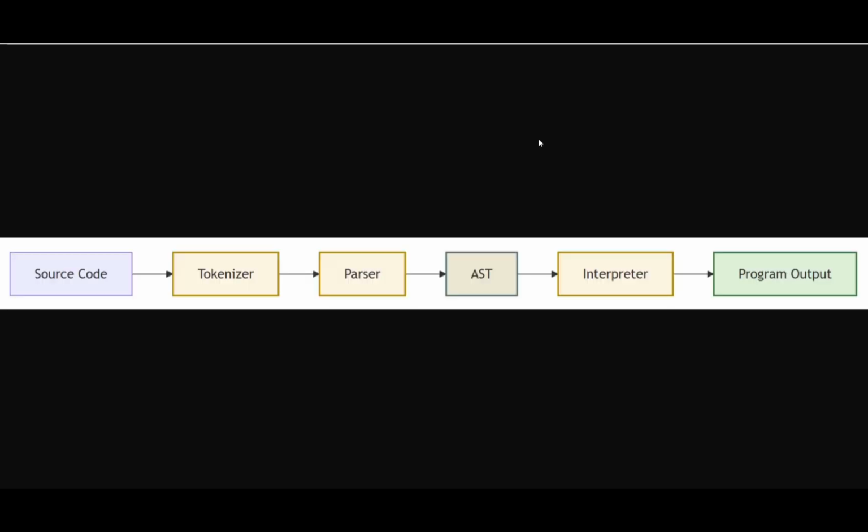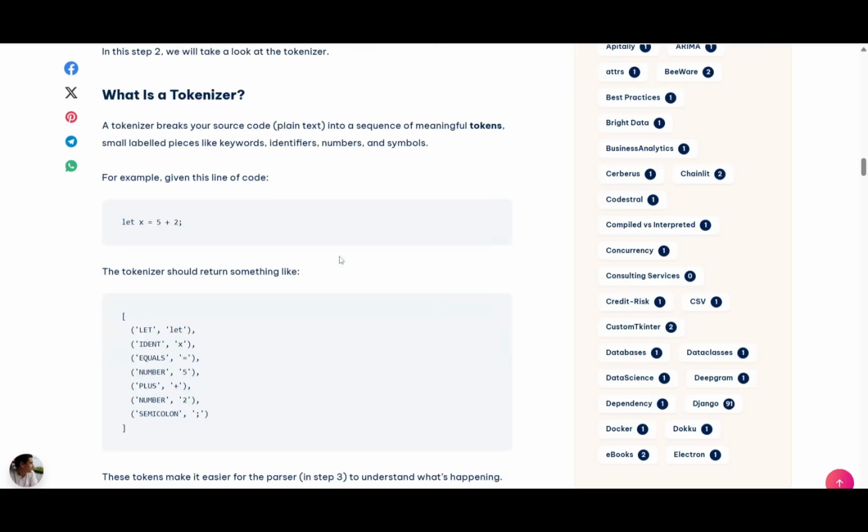So when you are building a programming language, there are several steps in the programming pipeline that you need to take into consideration. First, you start with the source code. Then you create a tokenizer that takes the source code and parses it into tokens. Then you have the parser, and the parser collects the tokens and creates an abstract syntax tree that will allow the interpreter to then generate the program and create the program output. So let's start with the tokenizer.